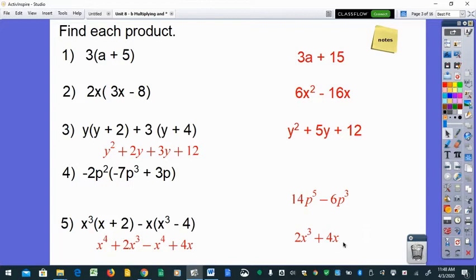And notice it's written in standard form. So that's the distributive property and multiplying. That's the first part of today's lesson. Now let's take a look at the second part. So now, what if I give you the answer and you have to tell me what you multiplied in?